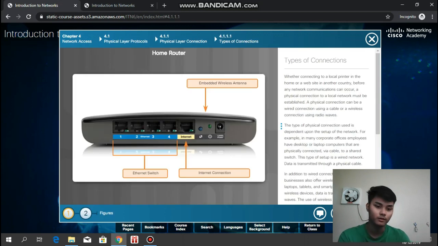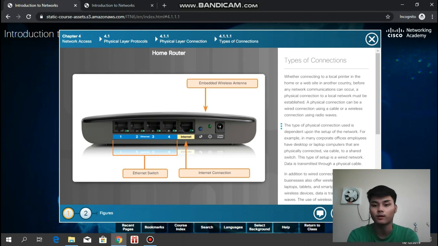As you can see, here we have the types of connection, and here is the home router. We have 4 Ethernet switch ports and 1 Ethernet connection, and then the embedded wireless antenna.